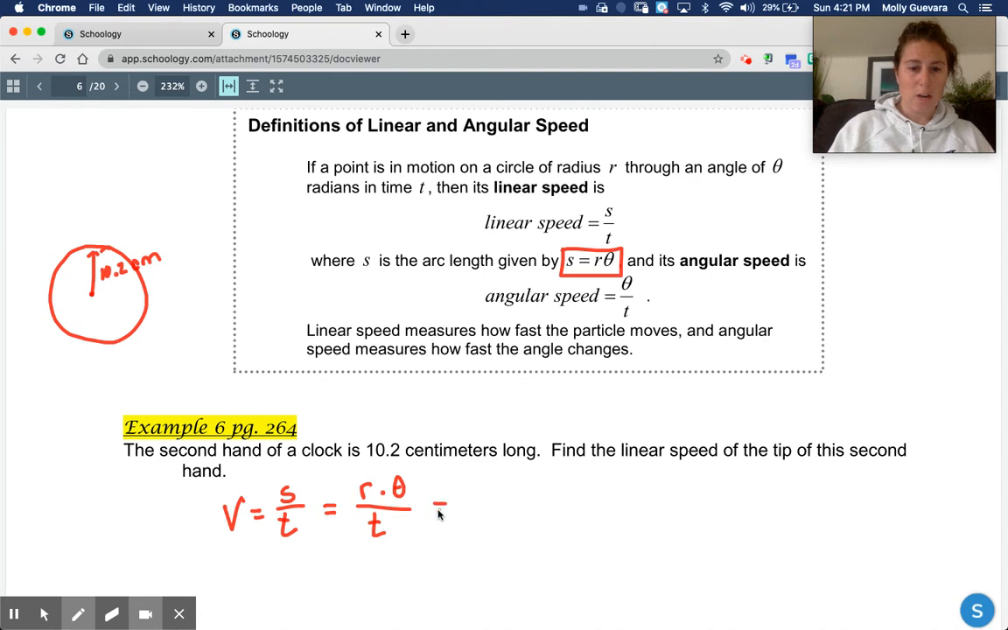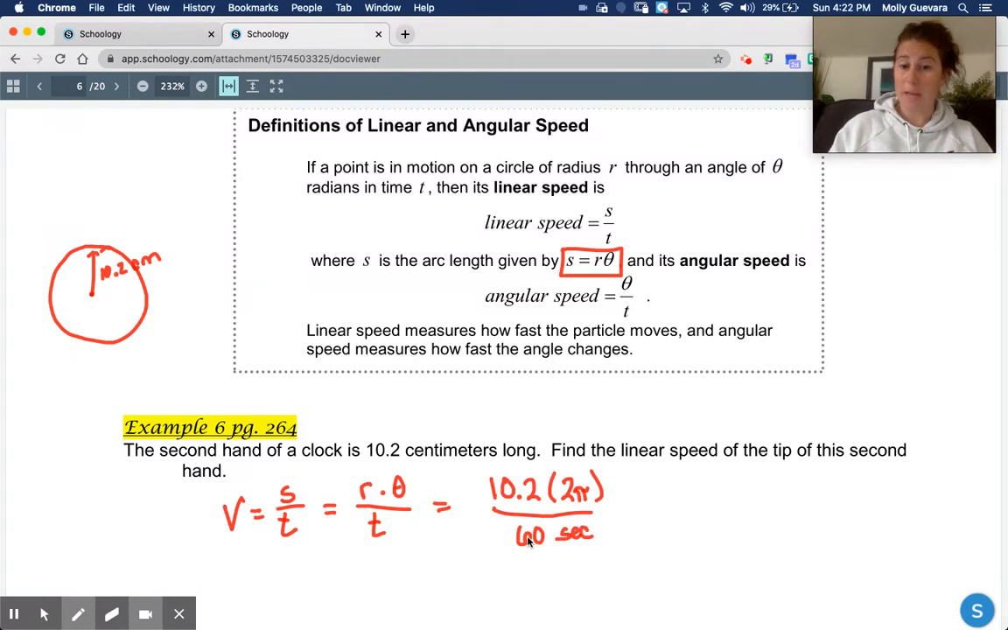Well, I know that the radius of the clock is 10.2. And I know that the second hand can go all the way around the clock. And then the question is, how long does it take for the second hand to go all the way around? And I know that it takes 60 seconds, right? That's the time.